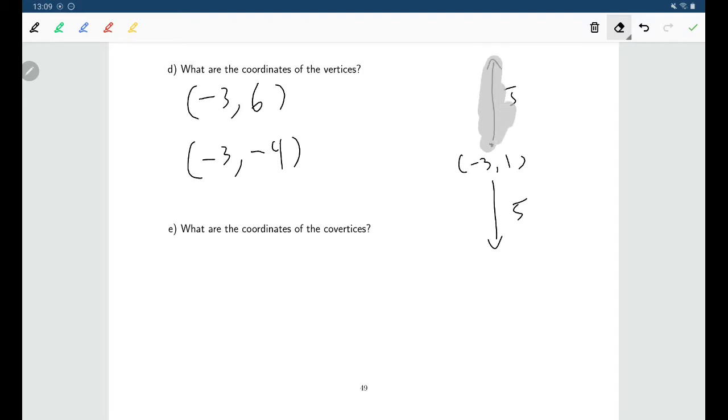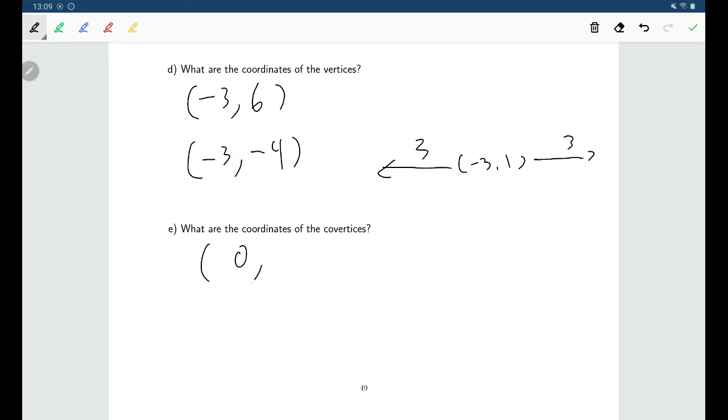And now for the minor axis, we said that from the center we're going 3 units in either direction, 3 units to the right and 3 units to the left, which means we're going to be adding or subtracting 3 from the x coordinate. If you went 3 units to the right, you'd be adding 3. That would give you the point 0, 1. If you went 3 units to the left, you'd be subtracting 3 from the x coordinate. That would give you -6, 1.